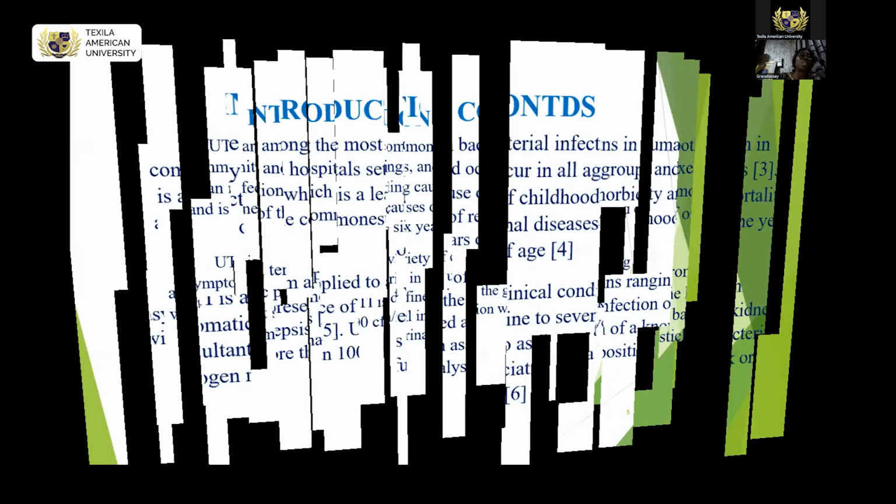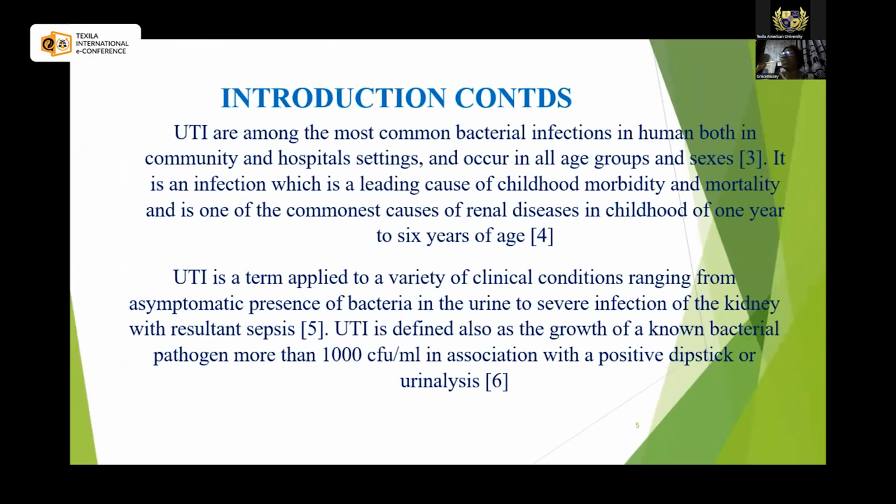So introduction continues. UTI is among the most common bacterial infections in humans, in some communities and hospital settings, and occurs in all age groups. It is also a leading cause of child morbidity and mortality, and is one of the most common causes of renal disease in childhood, from 1 year to 6 years of age. My references are all there in numbers.